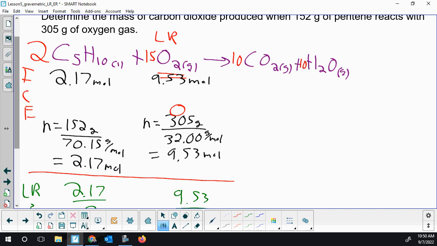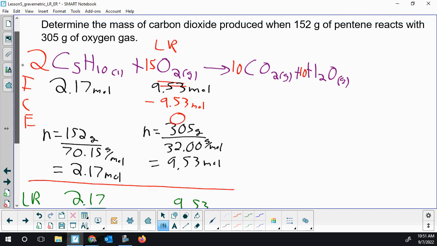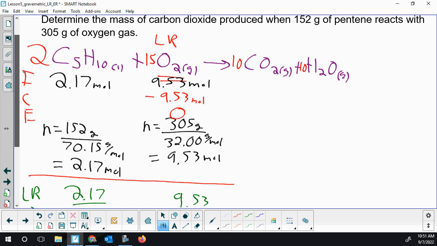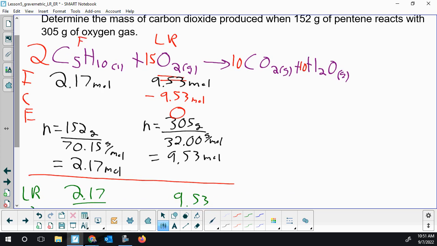Okay. All of this 9.53 moles is going to react away. 9.53 moles of fuel will not react away because we'd have to multiply by 2, divide by 15, and scale that down to figure out how much of our pentene would react. But we don't care. Determine the mass of carbon dioxide. So I'm not going to finish this excess reagent column. I'm going to be very efficient on this last example.